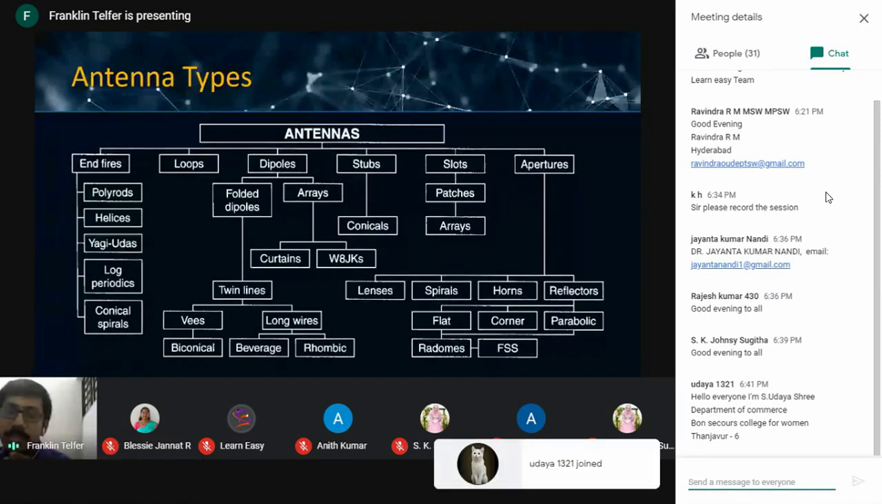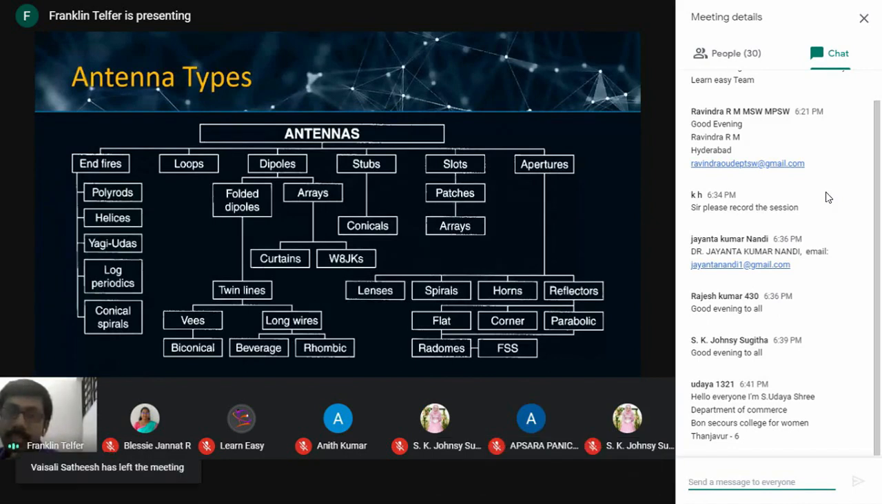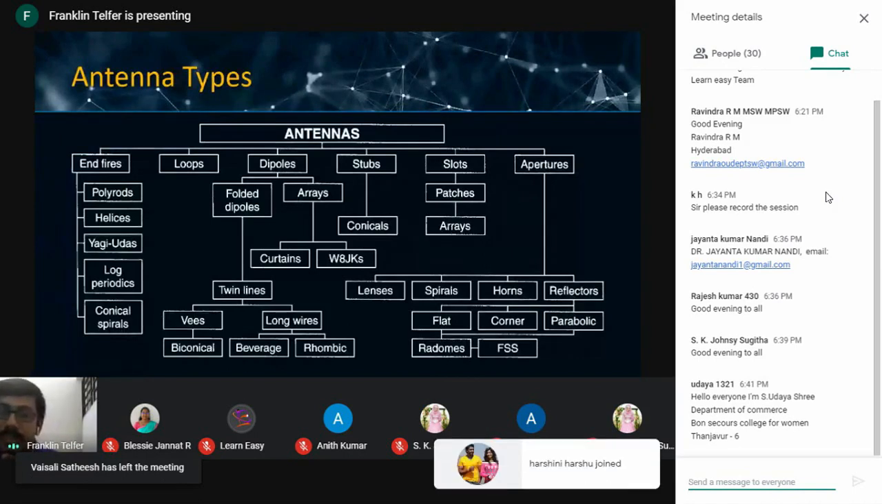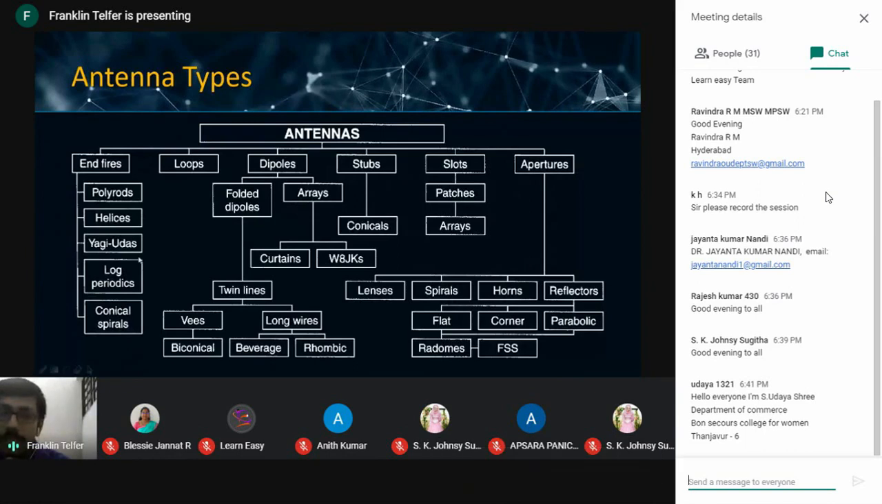We try to screw it down whenever there is signal loss. We try to bend it out and find out which line of sight with respect to the satellite is perfect. So it's a whole technology, Yagi Uda, and we have log periodic antennas and conical spiral antennas. There is an antenna called loop antennas, dipoles. So array is a concept. In dipole, you have arrays.